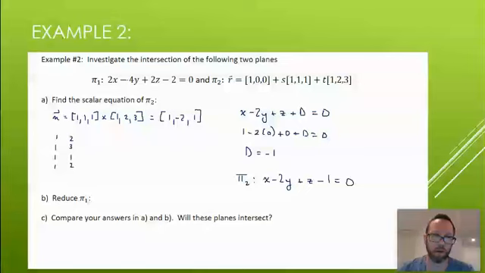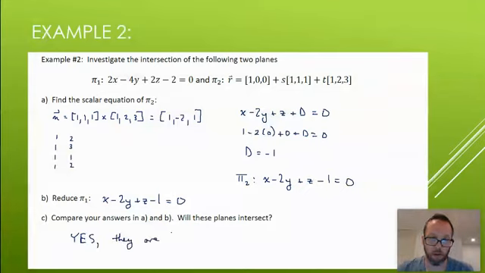If you notice pi 1, its normal is 2, negative 4, 2. We can reduce that so we can make a comparison. If we divide everything by 2, we get x minus 2y plus z minus 1 equals 0. And now you can see that these are actually the same plane. So we can say they are the same plane.